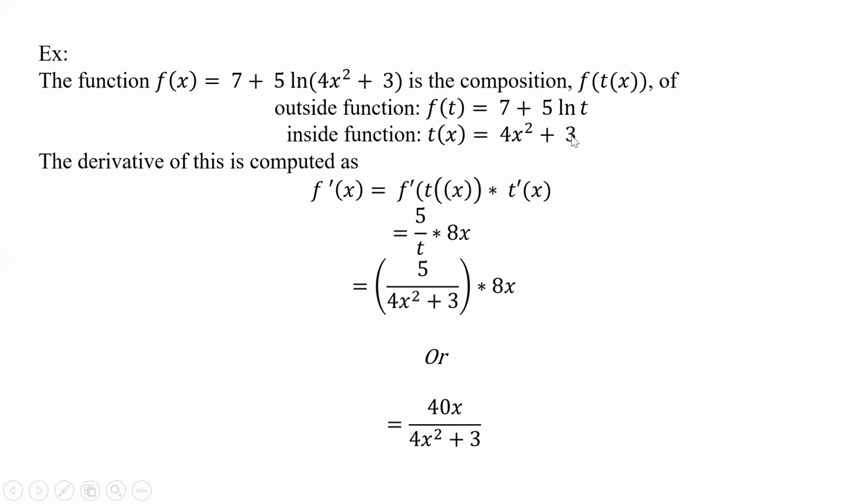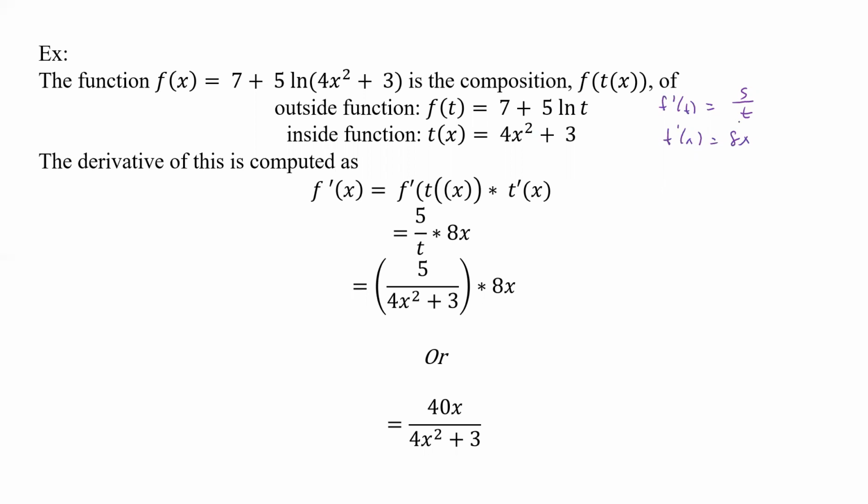Okay. Now what we're going to do is basically compute those derivatives. So, if we do that, f prime of t is equal to 5 over t, and t prime of x is equal to 8x, because if we bring our 2 down, then it's 8x. And when you have the derivative of ln of t, that's just 1 over that t.